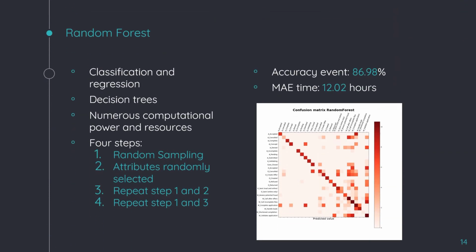Random forest is a machine learning method for tasks such as classification and regression. It constructs many decision trees when training, which enhances the prediction ability. It can solve classification and regression problems and it runs fast. However, it requires numerous computational power and resources.